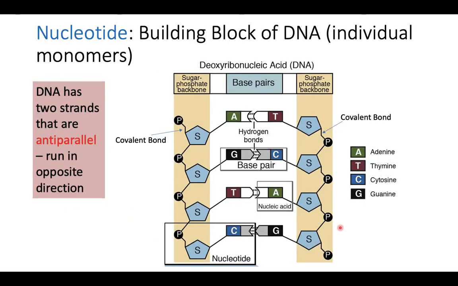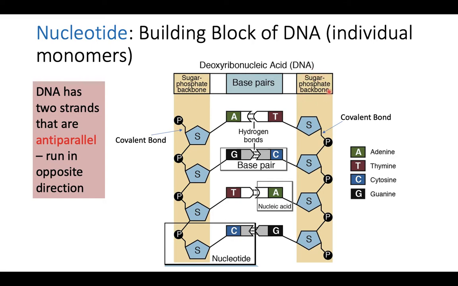Okay. So let's look at the shape of DNA. Now, the first important vocab word that we need to understand here is the term nucleotide. So the nucleotide is the monomer or the building block of DNA. And we're going to look in more detail the actual makeup of the nucleotide in just a moment. But notice that DNA has two strands that are anti-parallel, meaning that they run in opposite direction. Here you can see how the sugar is pointing up and how the sugar on the complementary strand is pointing down.